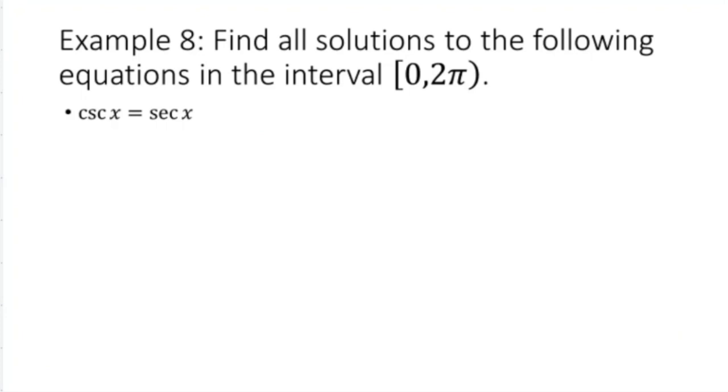Next, we're going to solve cosecant x equals secant x. Similar to before, we do want to try to work in terms of sine and cosine, and luckily cosecant is the reciprocal of sine, while secant is the reciprocal of cosine. So since we have cosecant x equal to secant x, that's also going to tell us that their reciprocals, sine x and cosine x, are also equal.